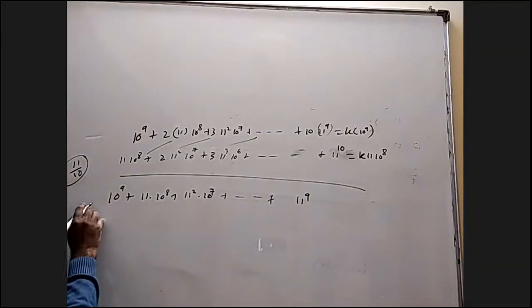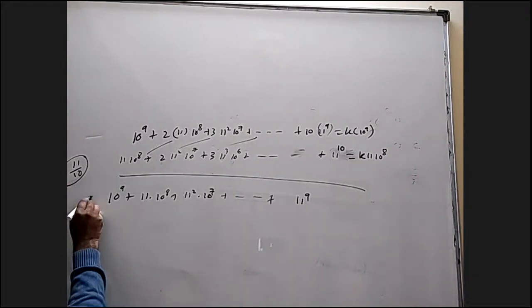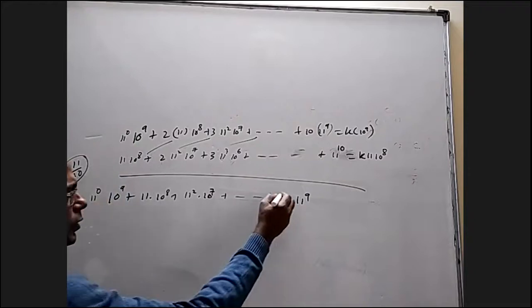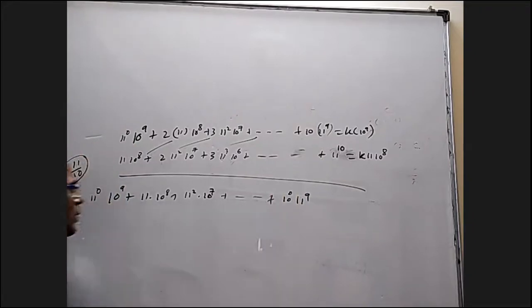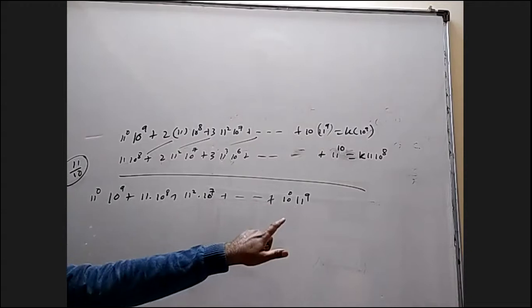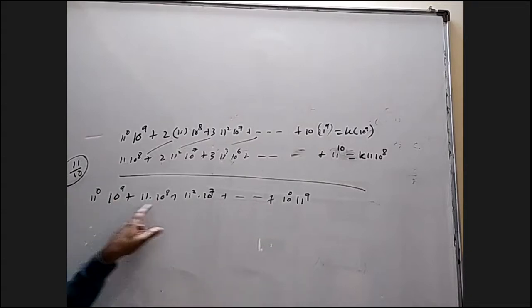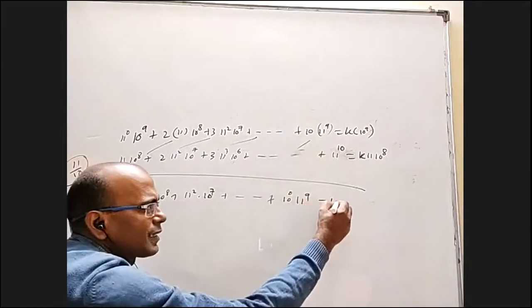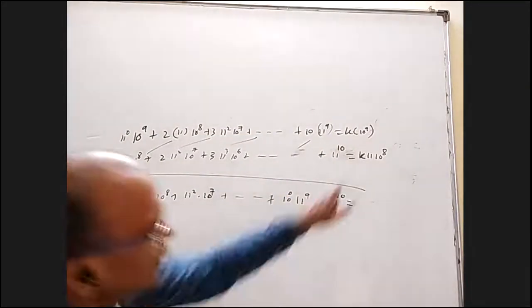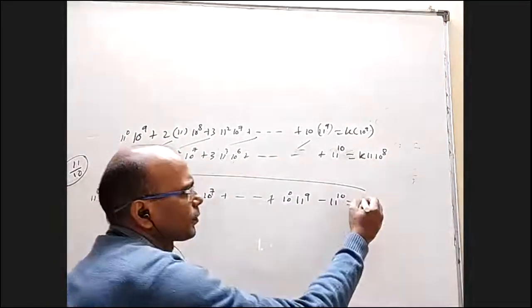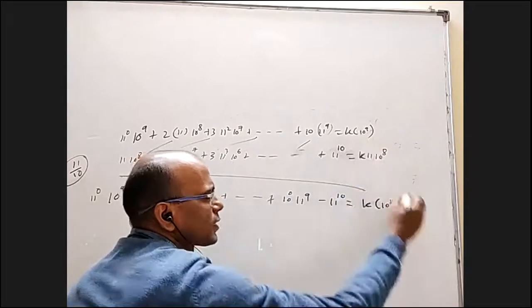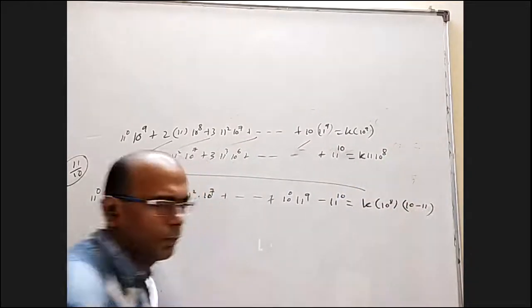Here it is 11 power 0, and this is 10 power 0. You can see the power of 11 increased from 0 to 9 and the power of 10 decreased from 9 to 0. But this time there will be a minus 11 power 10. And from this, if I subtract this, I have to take k into 10 power 8 common, one extra 10 here, minus 11.